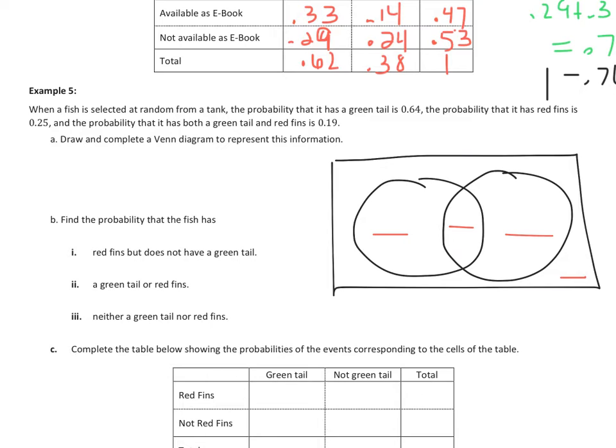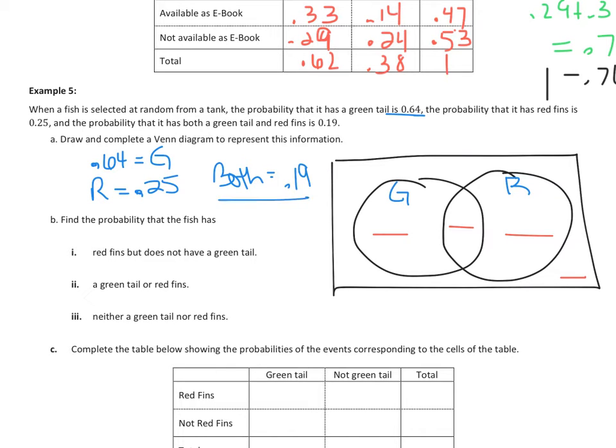There are 2 variables here. There are fish with green tails, and there are fish with red fins. Okay, so let's see what we got. They changed the probabilities from percents to decimals already, so we don't have to convert anything, but we are going to start filling in. They say that 0.64 is the probability that it has a green tail. So I'm just going to write on the side 0.64 equals the green, and red fin is 0.25, and both is 0.19.